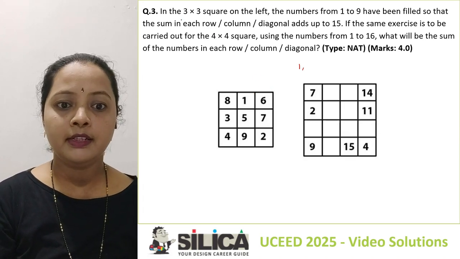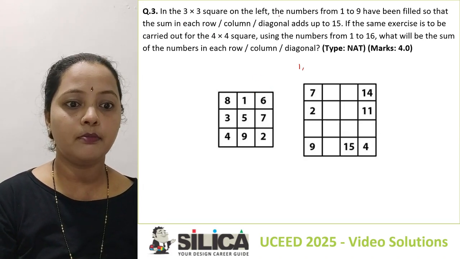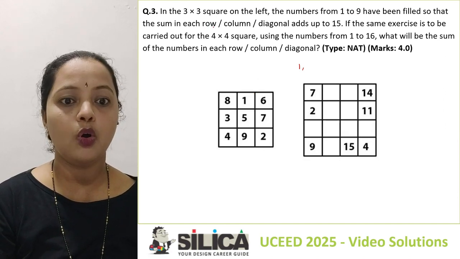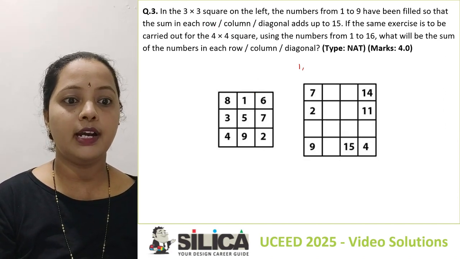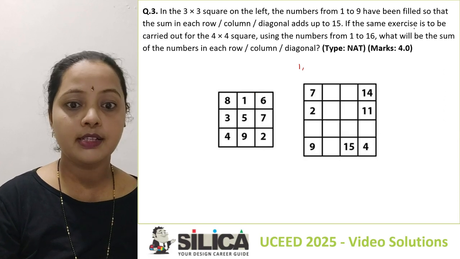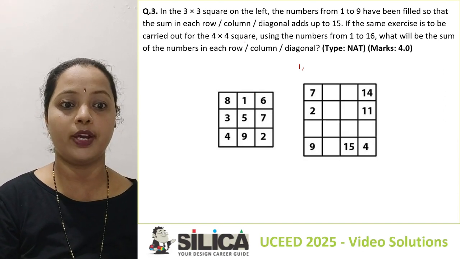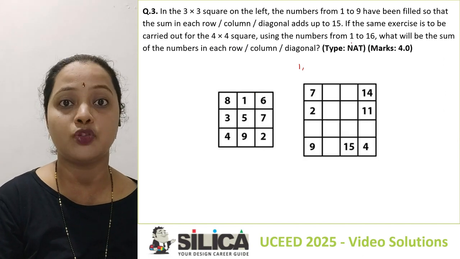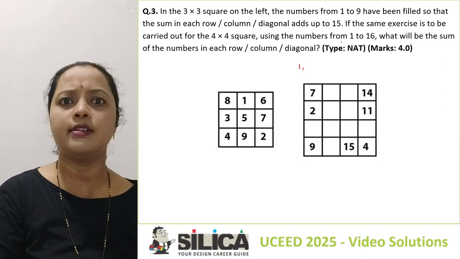What does it say? In the 3 by 3 square on the left, the numbers from 1 to 9 have been filled so that the sum in each row or column or diagonal adds up to 15. If the same exercise is to be carried out for a 4 by 4 square using the numbers from 1 to 16, what would be the sum of numbers in each row or column or diagonal? So basically it's a Sudoku question.